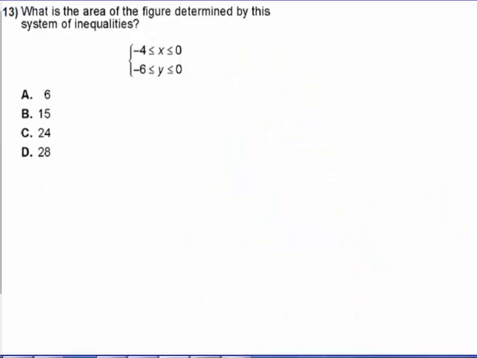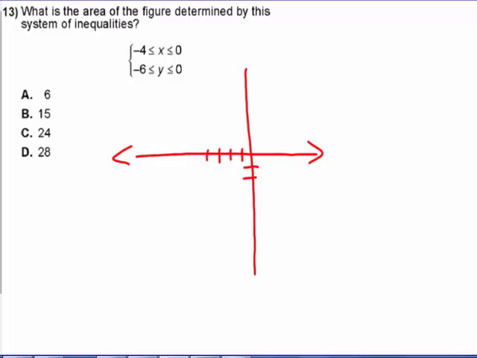All right, again, we'll talk about this one in class. All right, so with this one, we just need to kind of draw this picture out. We have a vertical line at 0, a vertical line at -4, and then a horizontal line at 0, and a horizontal line at -6. And that will create a rectangle 4 units by 6 units. So area is length times width, we multiply those together and we get C, 24.